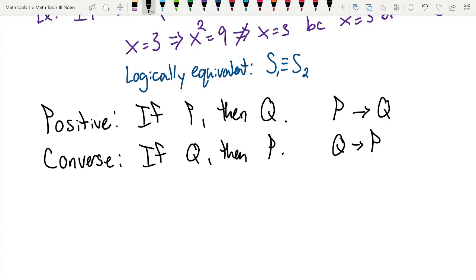So if the positive and the converse are both true, then the individual component statements are equivalent, in a different sense, in that P implies Q and Q implies P, so they imply each other, meaning that if you have one, then you have the other.